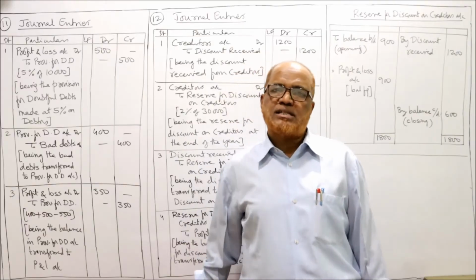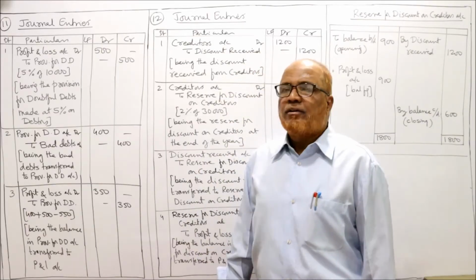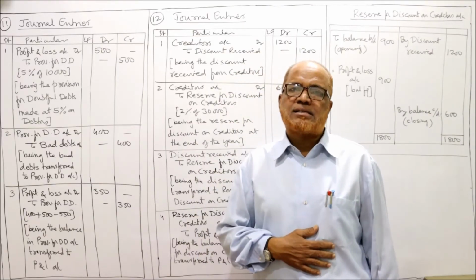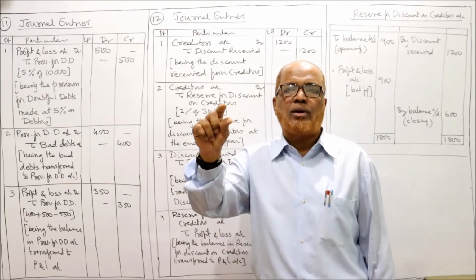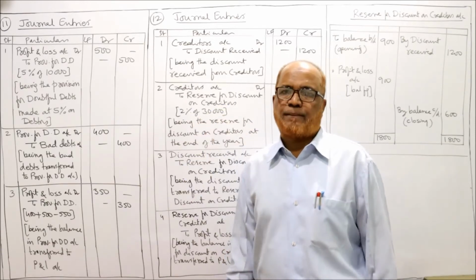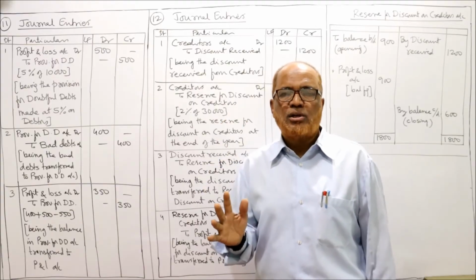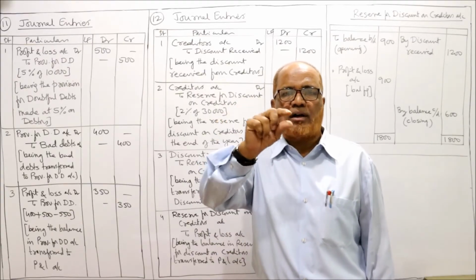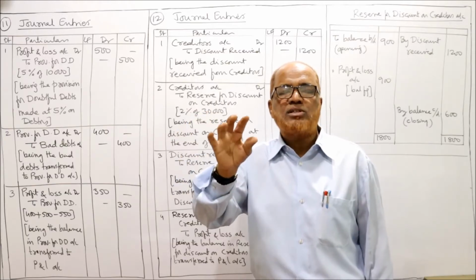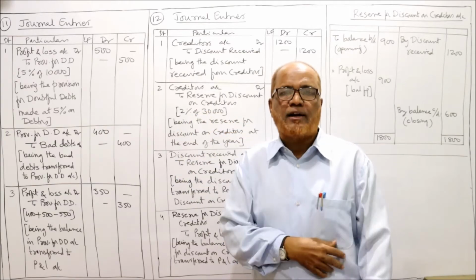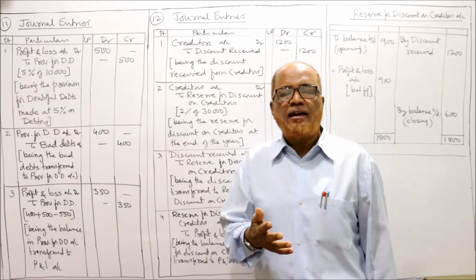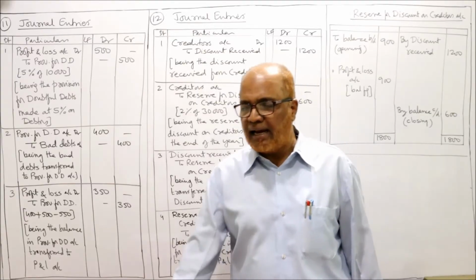Now we are required to pass the journal entries. First of all, we can pass the entry for bad debts. The entry will be bad debts account debit to debtors account. Bad debts is a loss. It is a dead loss. So the entry will be bad debts account debit to debtors account. How much is the bad debts written off during the year? 400. Right?